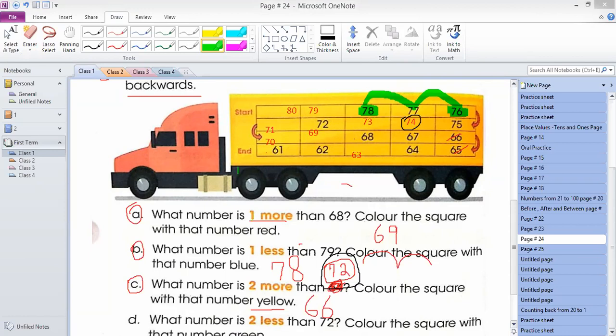Very good. I give you one more example, guys. Let's suppose you want to find the number which is 2 more than 61. So you will move forward. Again, you will not move backward. You will move forward because you have to find more. 2 more than, so you will move forward 2 times. 1 time is 62 and 2 times is 63. So the answer is 63. 63 is 2 more than 61. Clear, guys? Yes. That's very good.